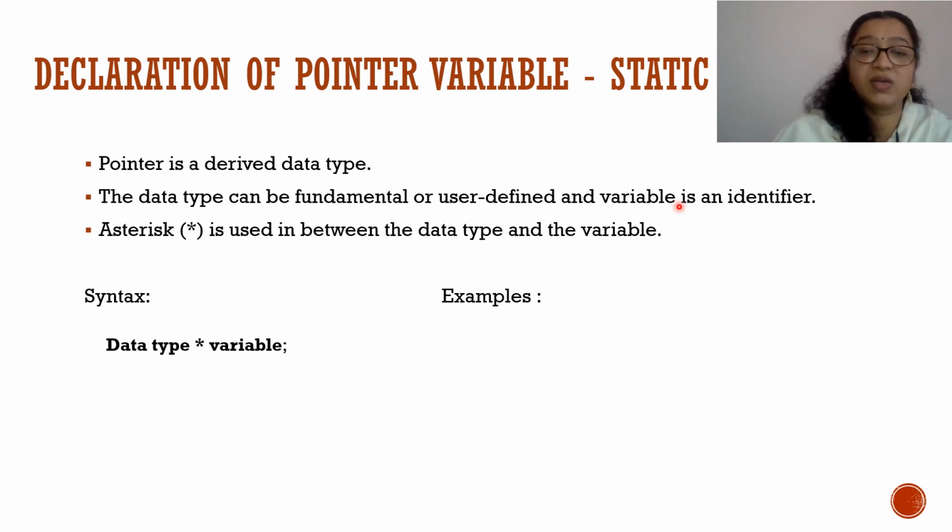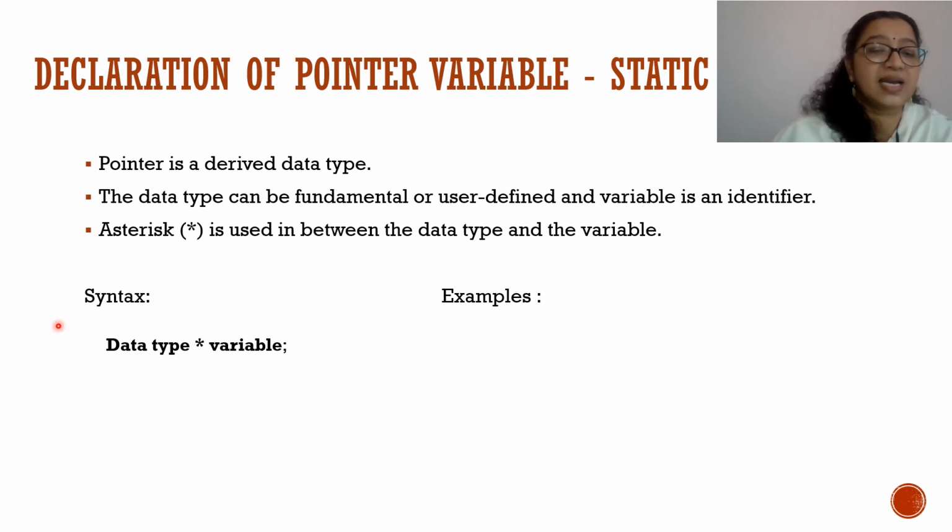And variable is what? It's an identifier. We are using a variable name for the pointer, which follows the same rules as for normal variables. It's like an identifier. Clear? And the third point is the asterisk sign. See, in bracket, star. That star is asterisk. It's used in between the data type and the variable. For declaring a variable, we specify the data type, then space, then the variable name. If you are using a pointer variable, we want to put a star between these two, the data type and the variable.